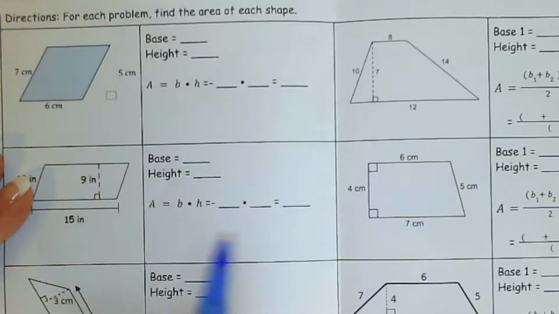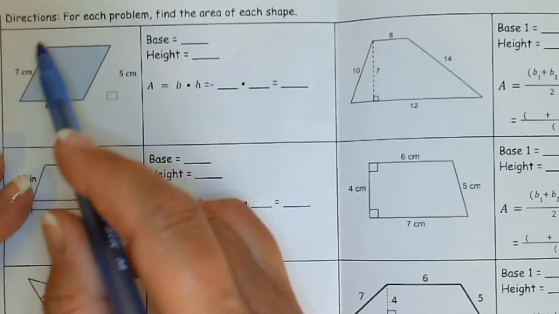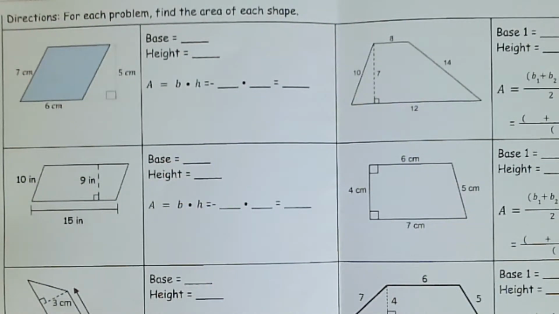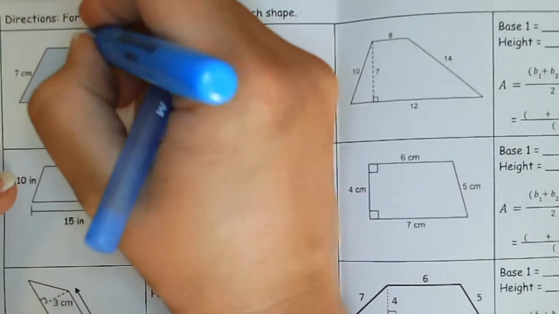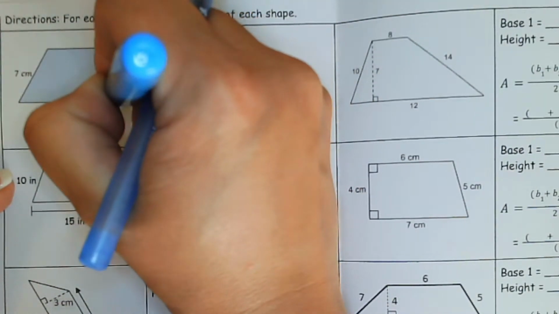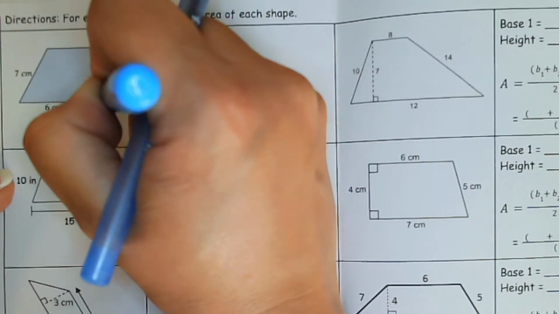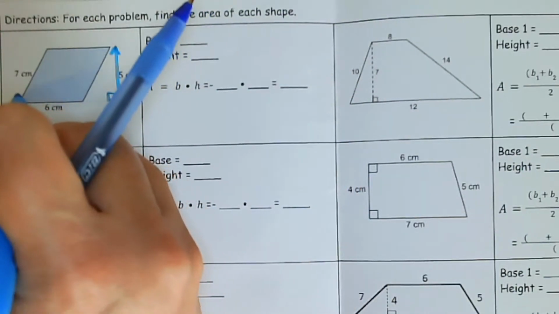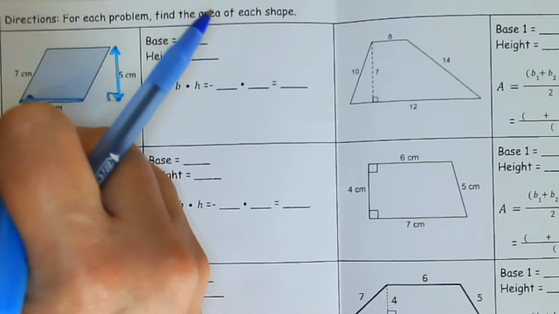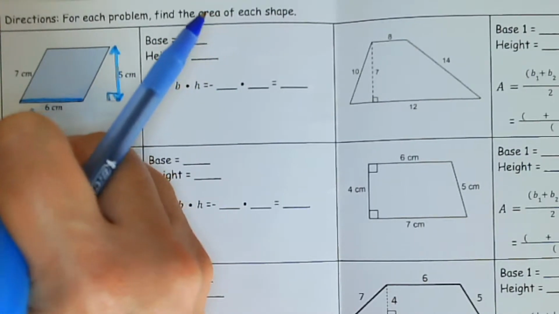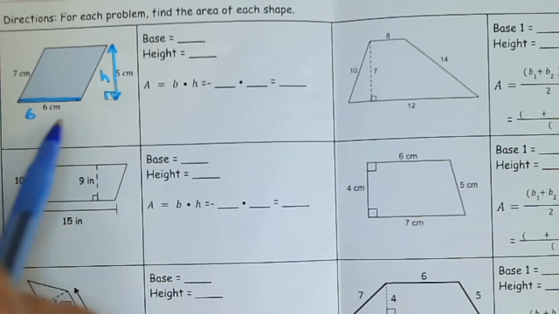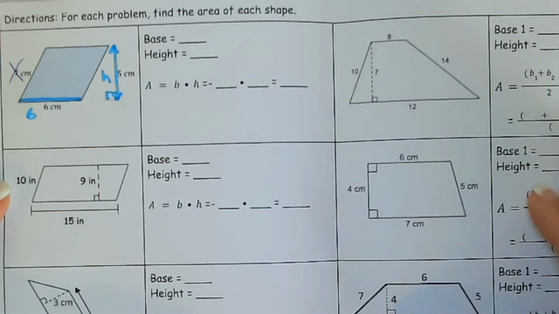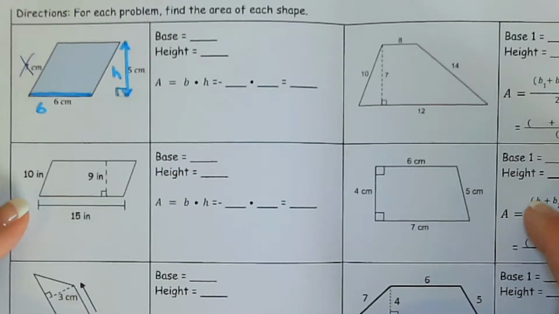For the parallelogram, out of the measurements that we have, I like to find the given height. The height is telling me how tall the parallelogram is, so from here to here. And then the perpendicular is to the 6. In other words, the base that we have to use is 6. Base, height. Because the base and height are always perpendicular to each other. So I don't need the measurement 7 for this problem.